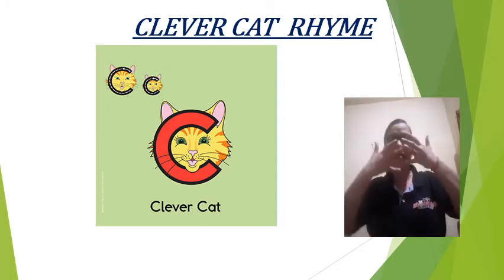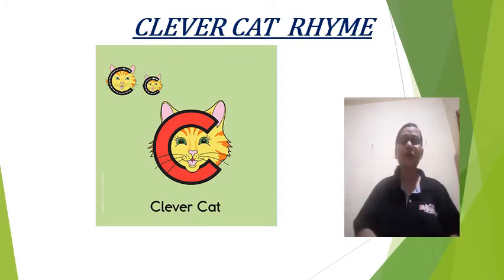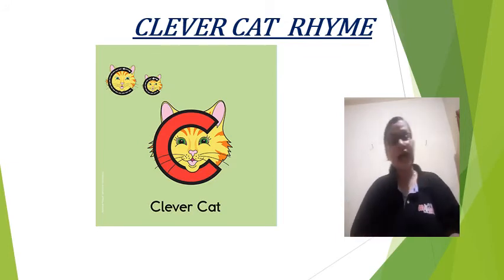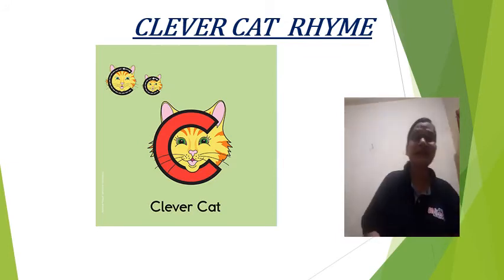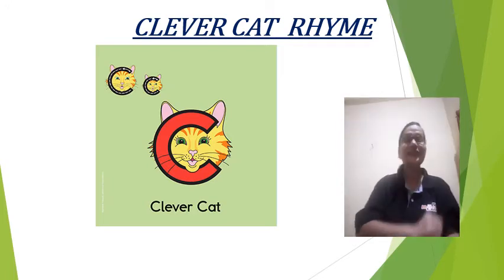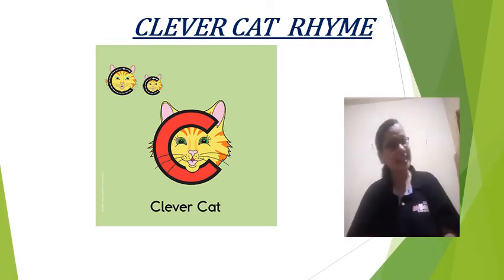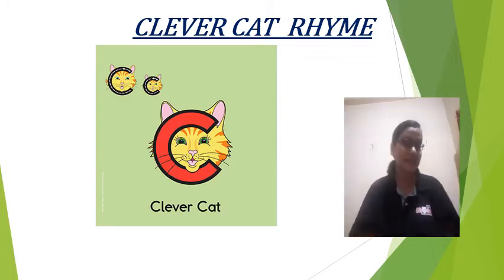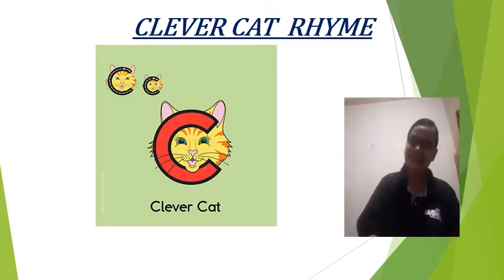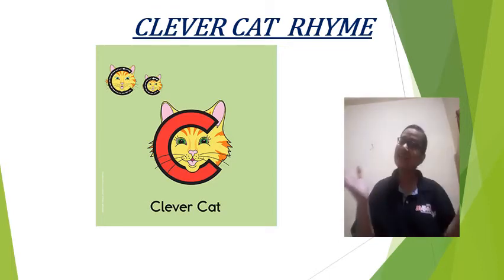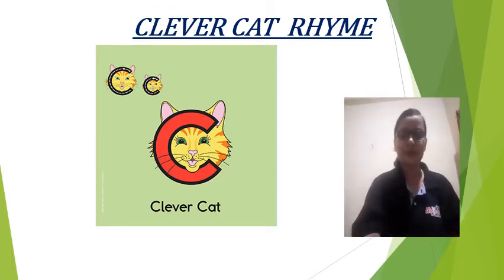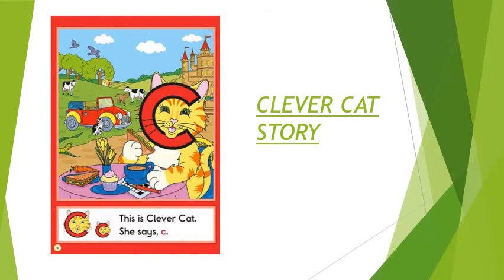Clever cat says cat inwards, cat inwards, cat inwards. Clever cat says cat inwards and cuddles close to me. She also makes another sound, another sound, another sound. She also makes another sound. You wait and see. Thank you. So children, did you enjoy the rhyme of Clever Cat? Okay. So you are also going to love the story of Clever Cat.